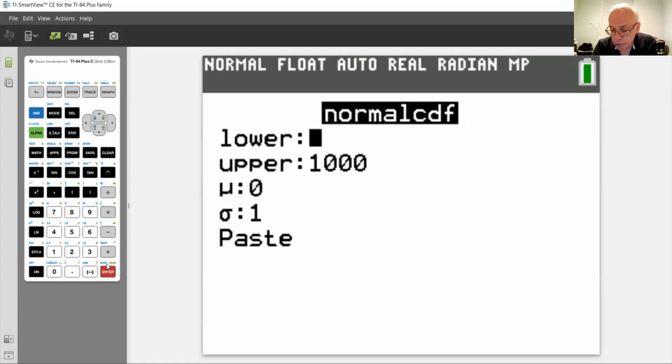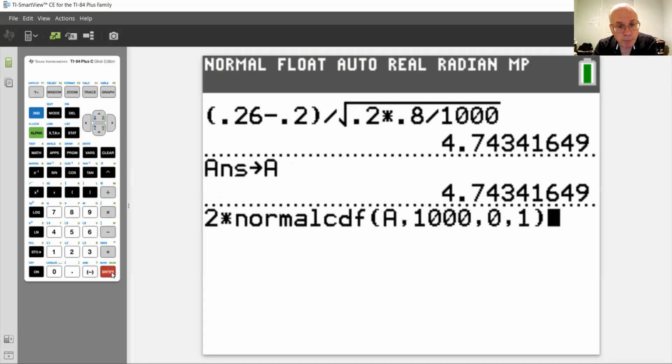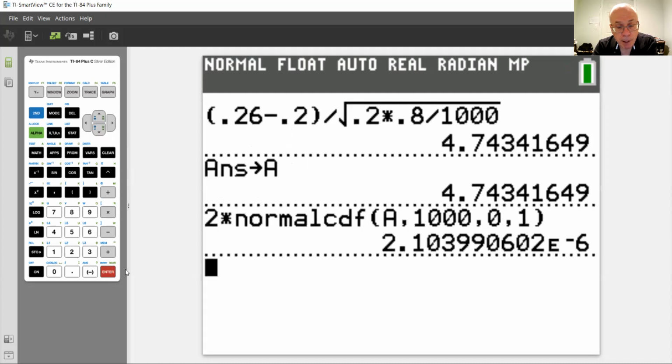And once again, since this is a right tail, we will use alpha there. And our upper will be, we'll just basically use what we have here. All right, hit enter. Oh boy, look at this number here. Now, here's what you have to know about this number here.